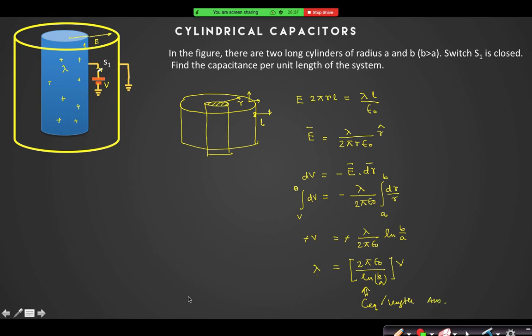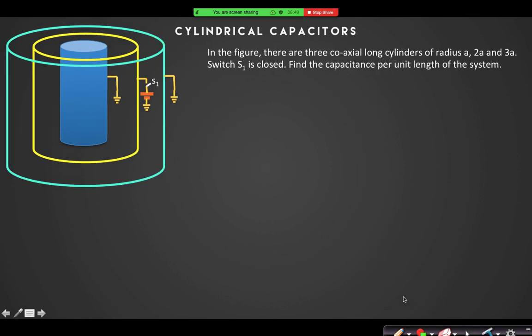2 pi epsilon by ln B by A. Have you got this one? Yes. Let's try to solve the next one.